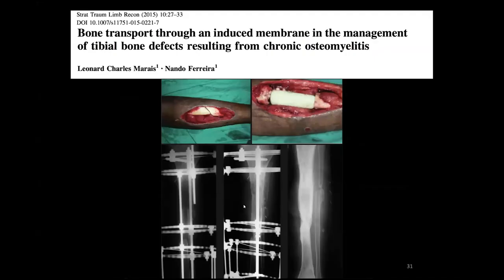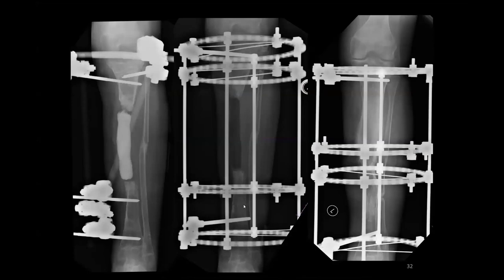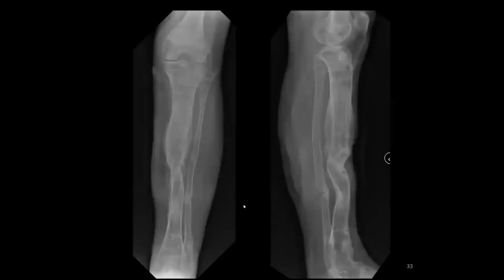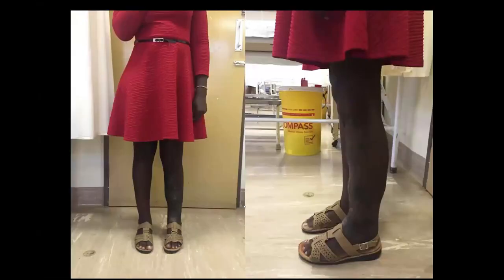And what we decided to do then is this procedure, which is bone transport through an induced membrane. This was written up by some of our adult reconstruction colleagues. And this is basically what we've done for her. So on the left, you can see the cement spacer, middle slide, the defect after removal, and a transport frame. And on the right, it's a bifocal transport, proximal to distal, distal to proximal. This is after union. And this is a clinical image.